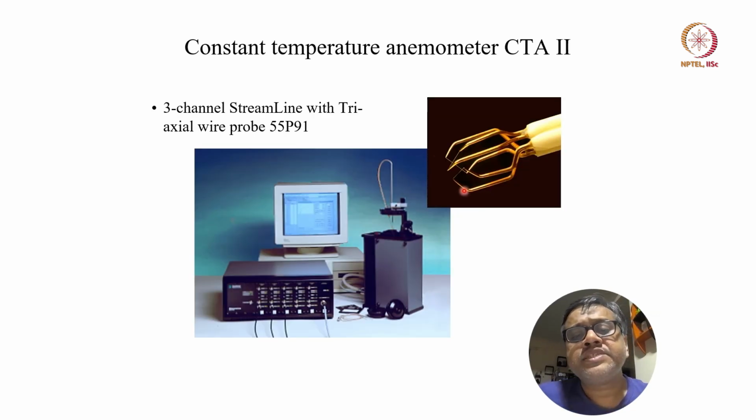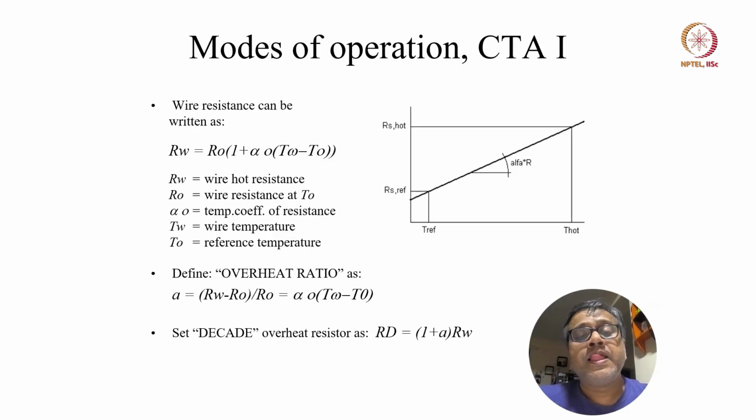This is, for example, a pretty complicated 3-direction anemometer, a 3-channel system with a triaxial wire probe. So this is very complicated, as you can see, with wires crossing all over. This is a pretty hard configuration, and it requires a lot of calibration and is very difficult to use.